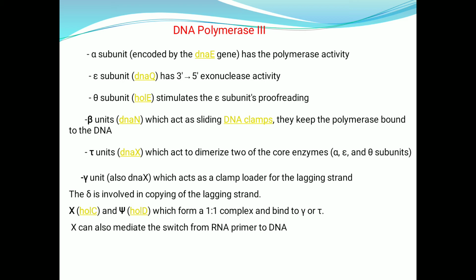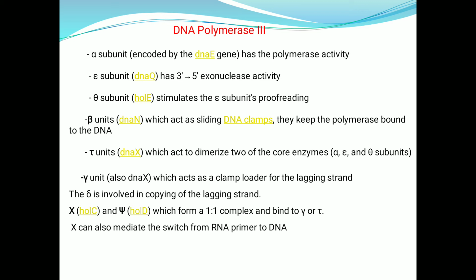We will discuss the alpha subunit, which is encoded by the gene dnaE, has the polymerase activity. Mainly the alpha subunit has the polymerase activity. Next, the epsilon subunit, which is coded by the gene dnaQ, has the 3' 5' exonuclease activity. And the theta subunit, which is coded by the gene holE, stimulates the epsilon subunit's proofreading. Next, the beta subunit, which is coded by the gene dnaN, acts as a sliding DNA clamp. They keep the polymerase bound to the DNA. Always the enzyme should be with the template strand. So this will be done by the subunit beta.